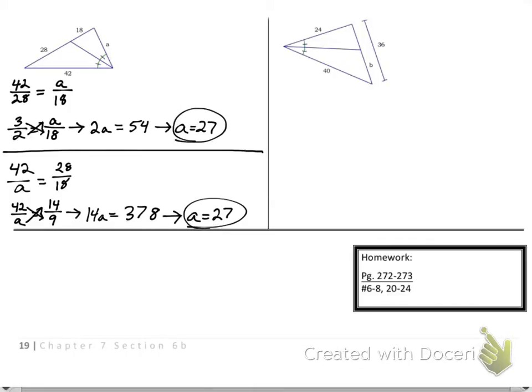And Mazen did it a completely different way and it came out as 27 as long as you do it in the proper order. All right, so I think Mazen did 28 over 42 and then just flip these possibly. I can't see your sheet. All right, so either way, it comes out A equals 27. So there's multiple ways to do these.